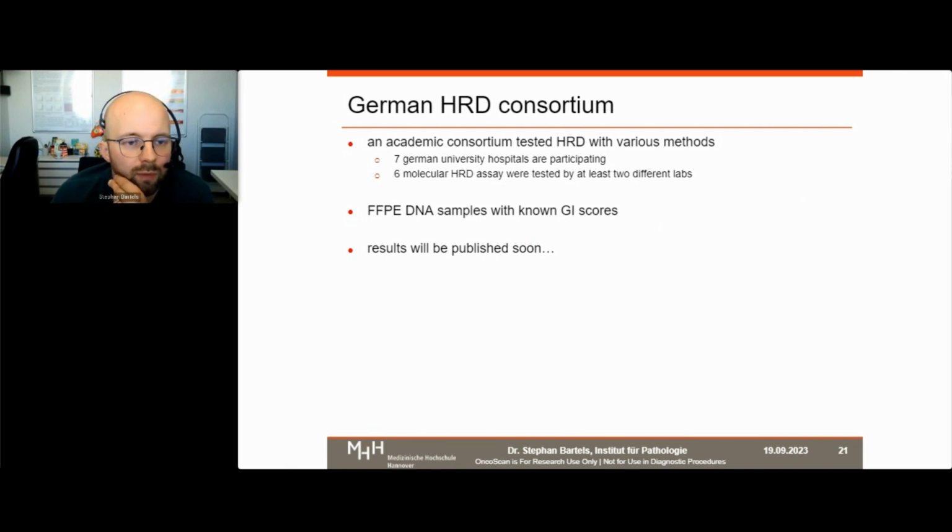We are also part of the German HRD consortium. This is an academic consortium which wants to test HRD with various laboratory methods. Seven German university hospitals are participating, and we use 6 molecular HRD assays. Each assay is tested by at least 2 different labs. And we had FFPE DNA samples from clinical studies with known GI scores.